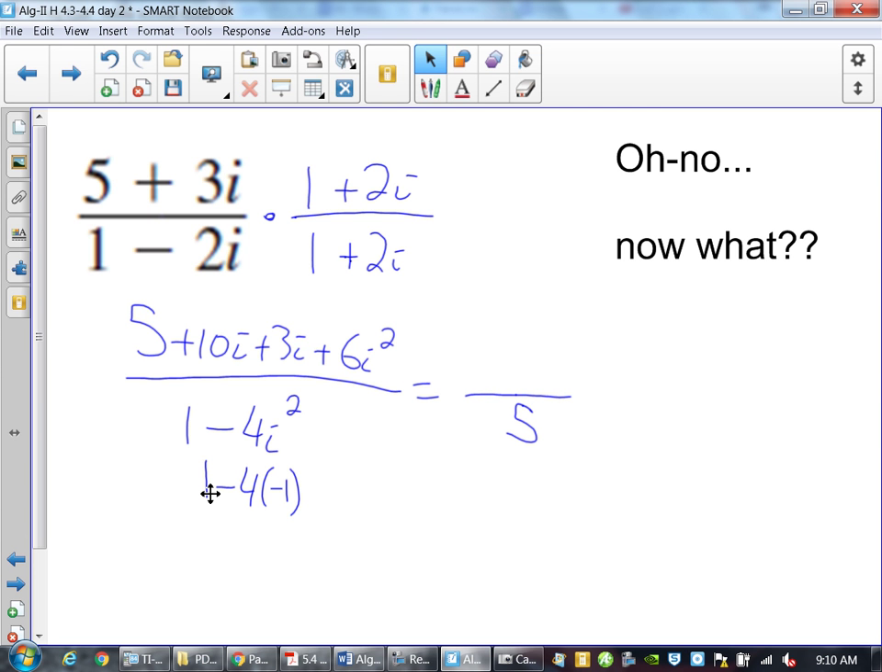My numerator then, I get 5 plus 13i, and then what's 6 times i squared? Negative 6, very good. So my last step then is to combine the 5 and the negative 6, and I get negative 1 plus 13i all over 5, and I'm done.